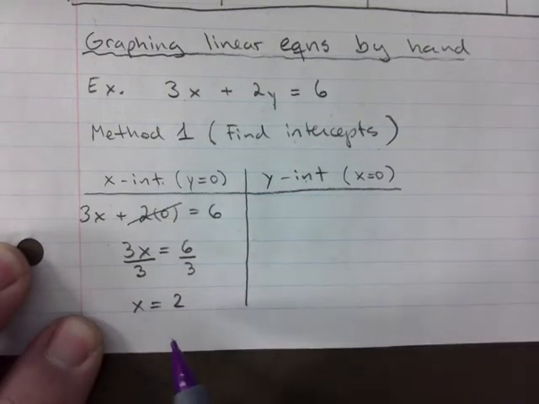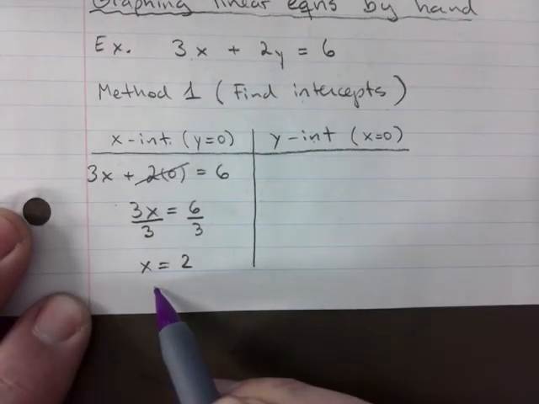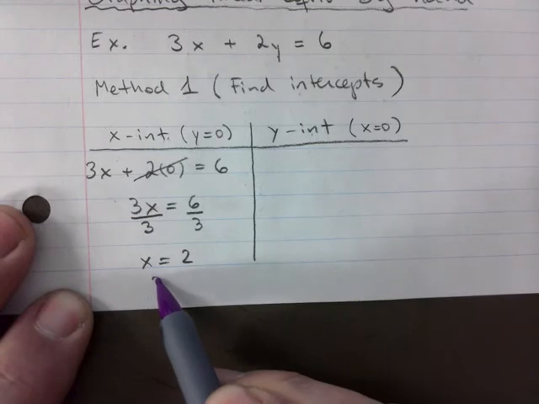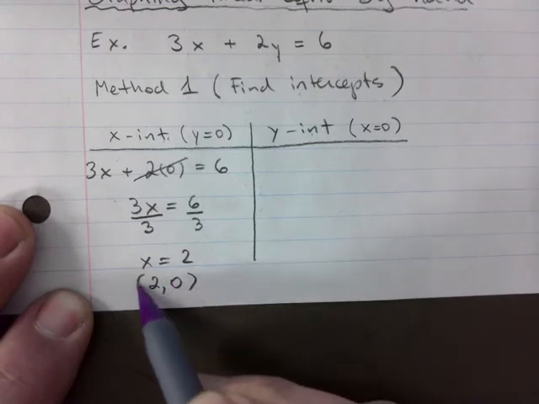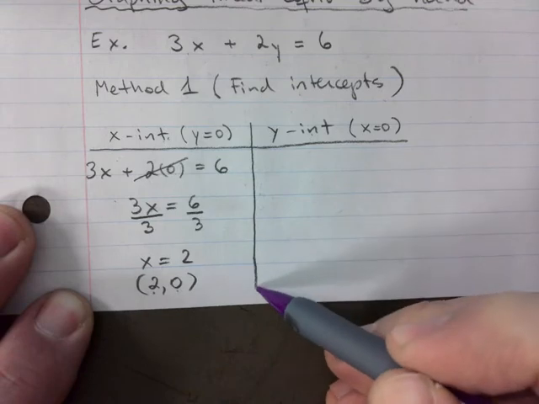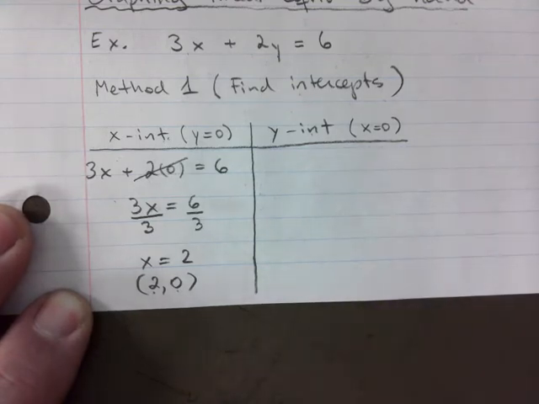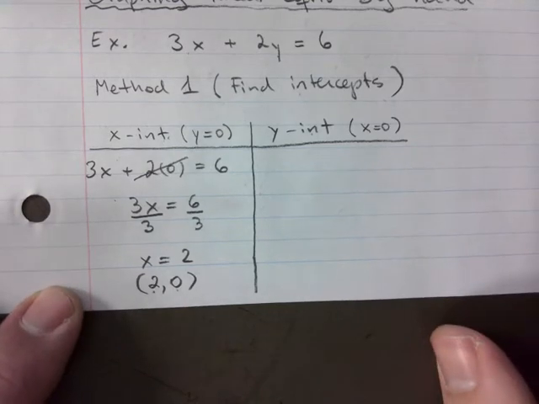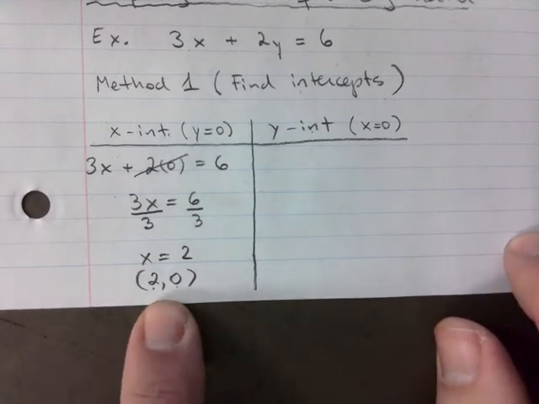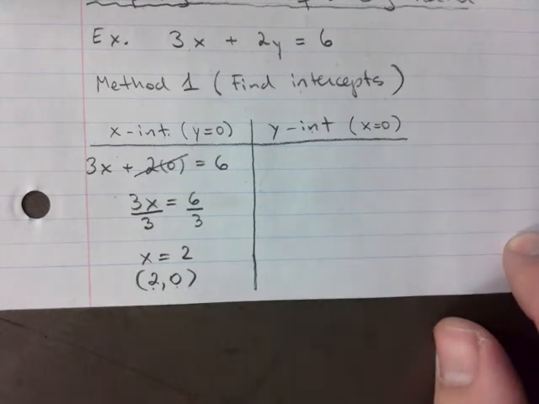So x is 2. So I just found a point: (2, 0). That's the point I found. When y is equal to 0, x is equal to 2. Okay? So make sure you have that down. I always like you to state it like this, as a point, as a coordinate.